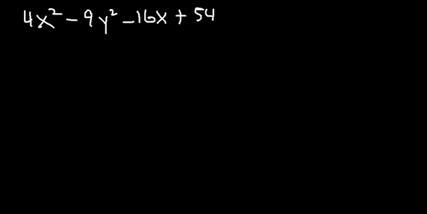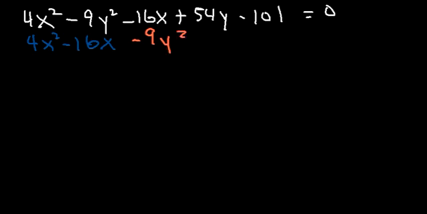So now let's try this one, the hyperbola. 4x squared minus 9y squared minus 16x plus 54y minus 101 equals 0. So let's move the x's and y's together. So we have 4x squared minus 16x, and then minus 9y squared plus 54y. And let's move the 101 to the other side. So now let's factor out a 4.